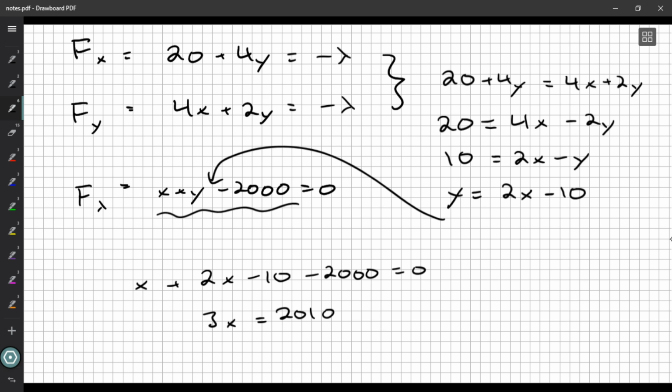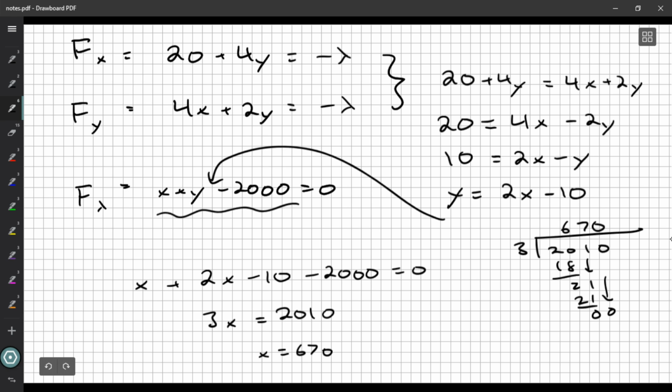Now we have to divide by 3. And maybe you can do that in your head, or maybe we've got to do a little bit of long division. That's okay. We know how to do long division. So x would have to be 670. And then we can either double it and subtract 10, or we can say, all right, x plus what is equal to 2,000. I think that's the easier thing to do. 1330.